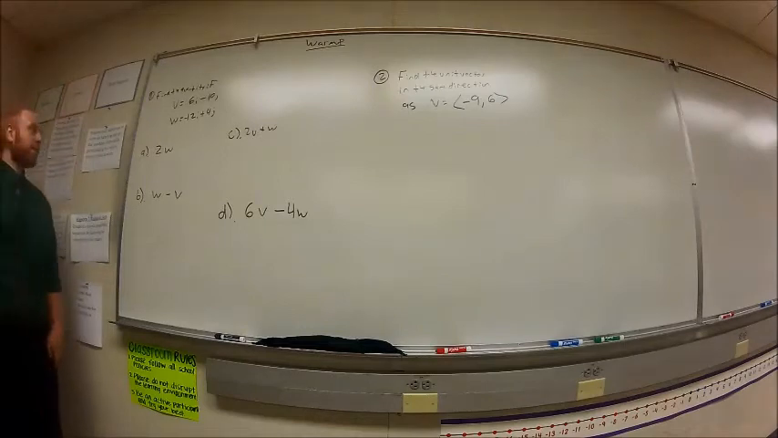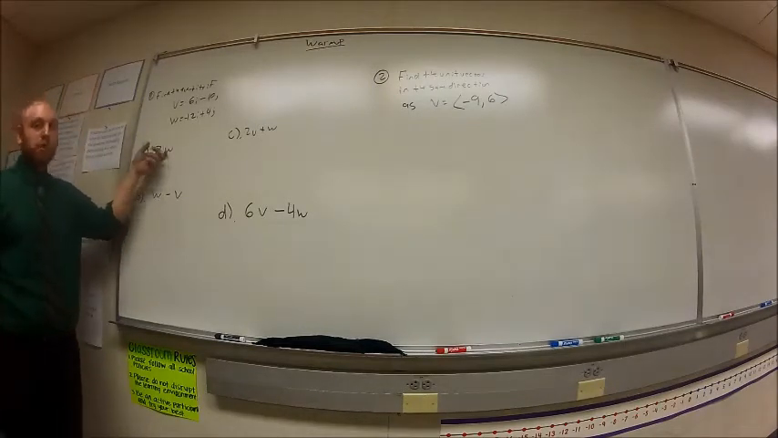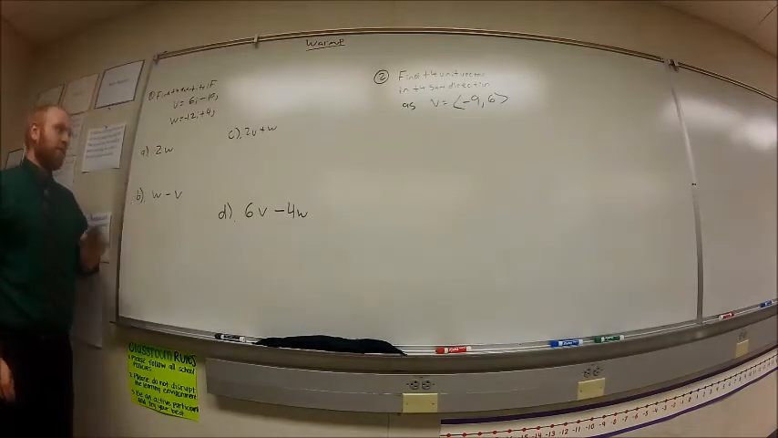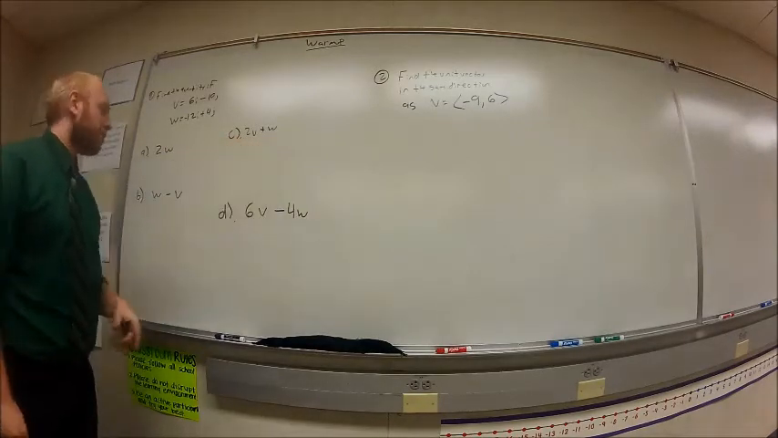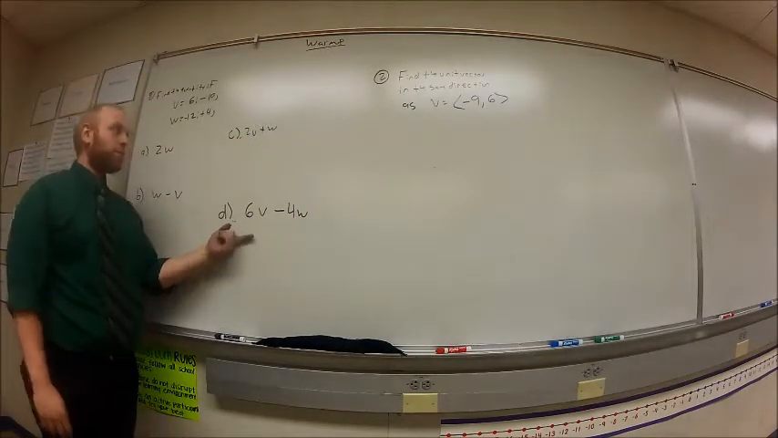10j. W equals negative 12i plus 4j. I want you to tell me what 2w is, what w minus v is, what 2v plus w is, and what 6v minus 4w is.